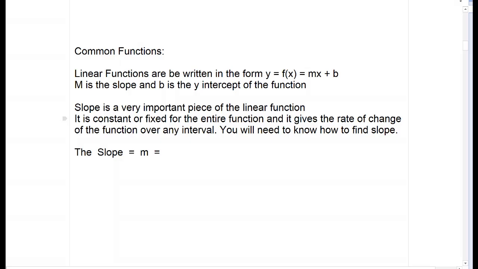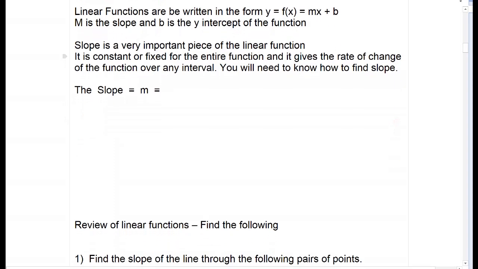Common functions. The two functions we're going to hit specifically in this chapter, and we're going to hit the first case the most. The two functions we're going to deal with in chapter 1 are linear functions and quadratics. All right, and so first, a review of linear functions. So this should be a review of lines, right?